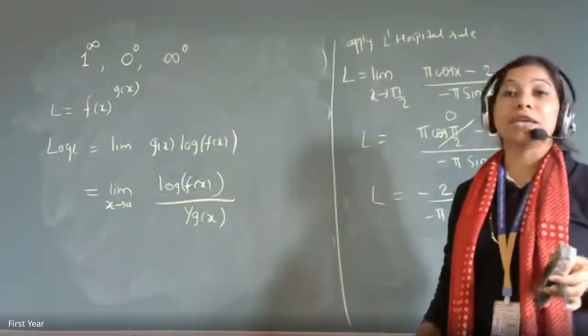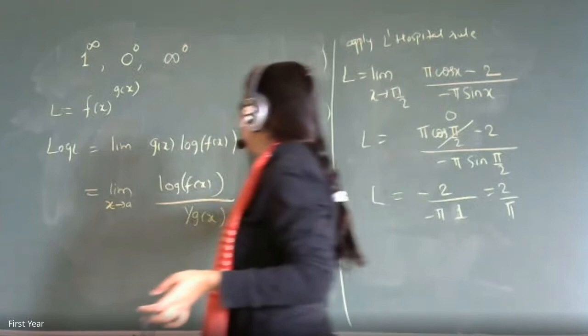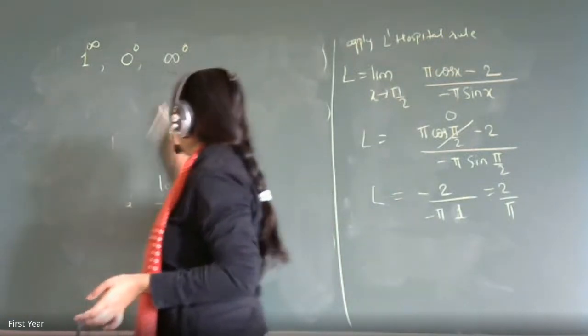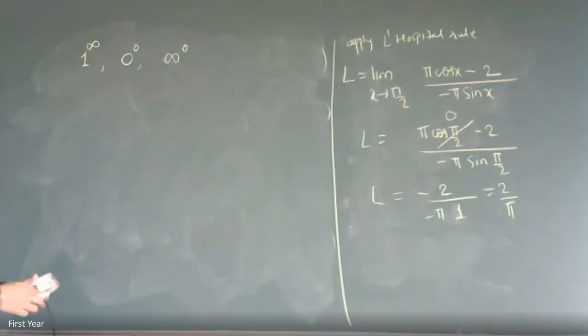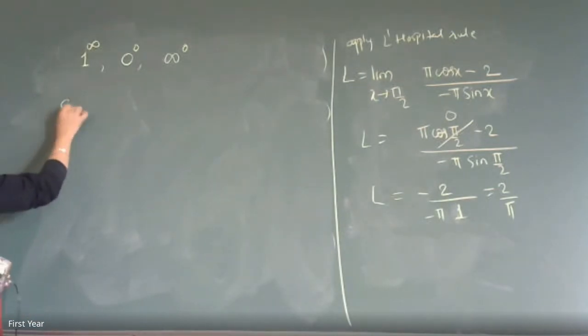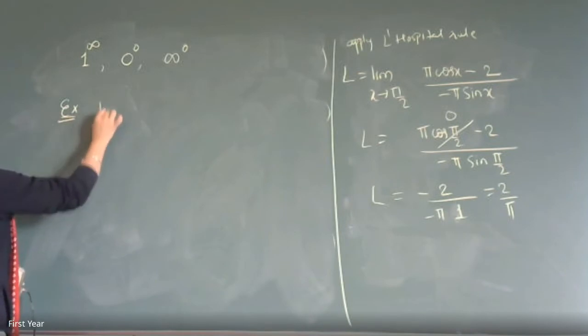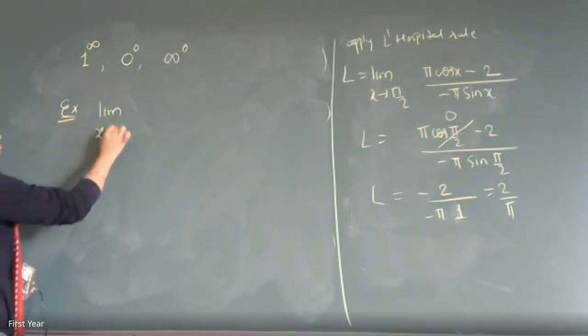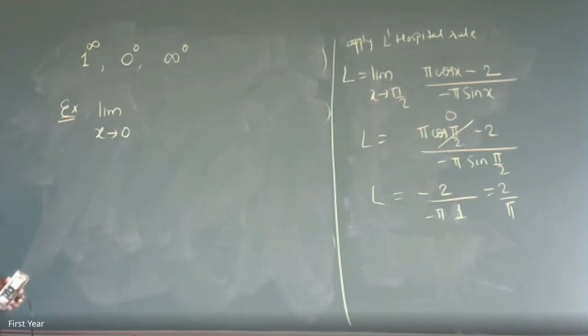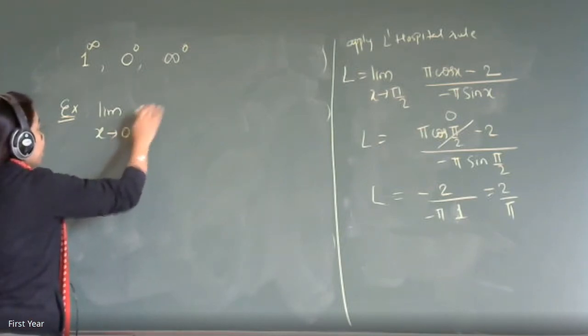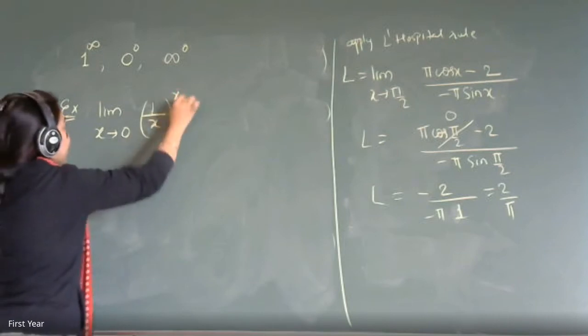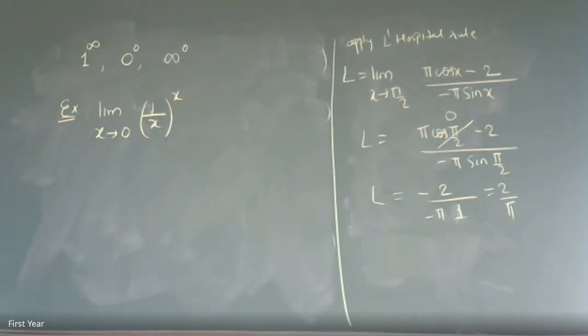Okay, so let's start with the examples now. Take down the first example. Let's see which form it is first, then we will try to solve the example. Evaluate the limit as x goes to 0 of (1 by x) raised to x. Simple one.